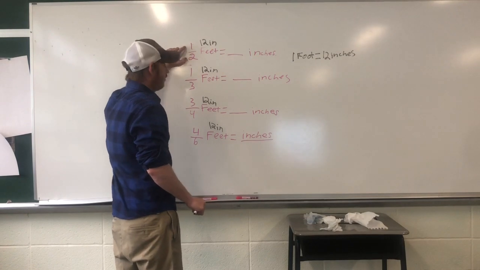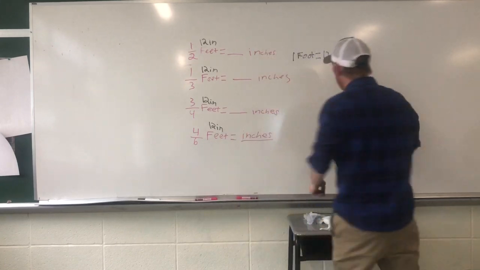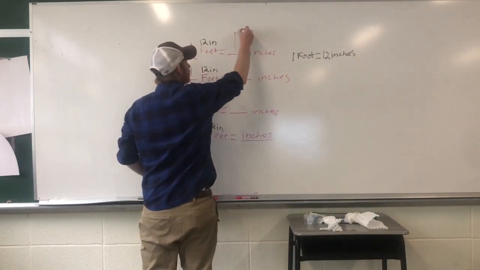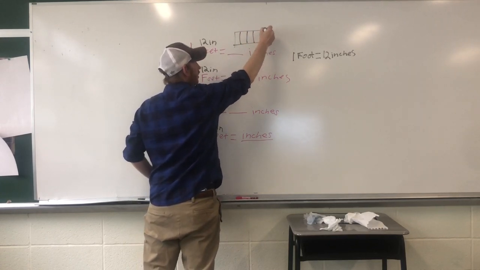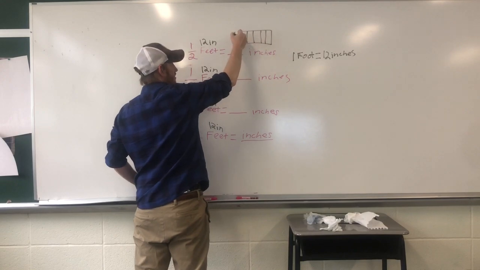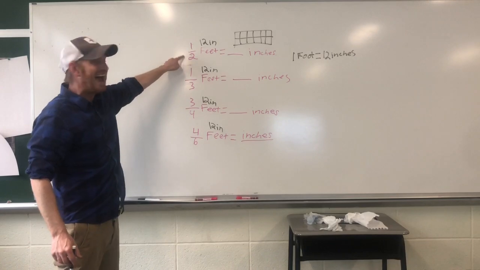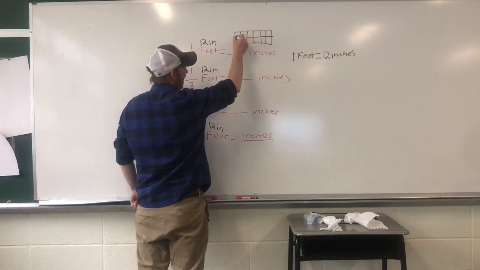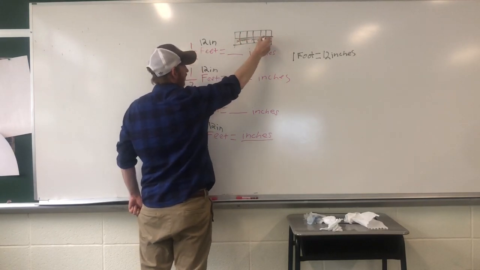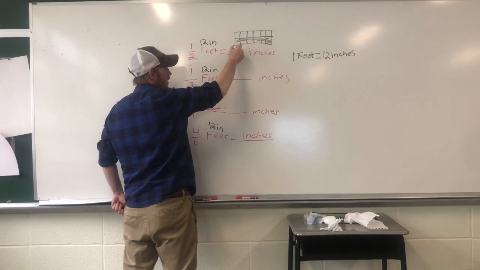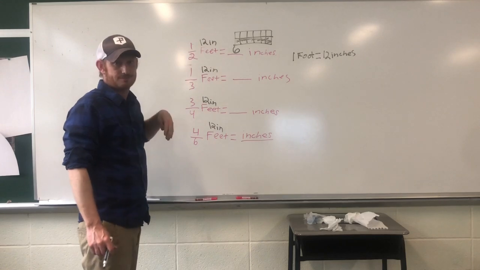So if I have 1/2 of 12, that means I have 1, 2, 3, 4, 5, 6, ... 12. So I have 12, but only 1/2 of it. So if I color in 1/2, 1, 2, 3, 4, 5, 6. 6 inches. So 1/2 of a foot is 6 inches.